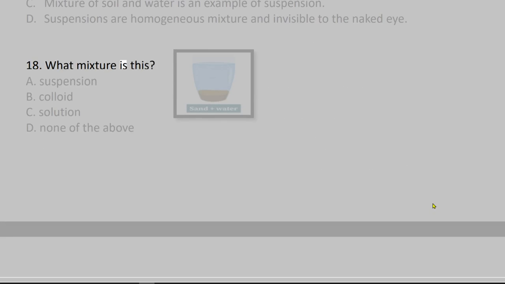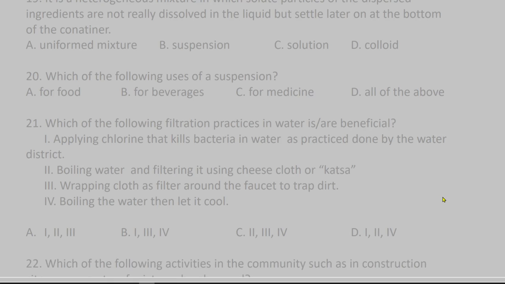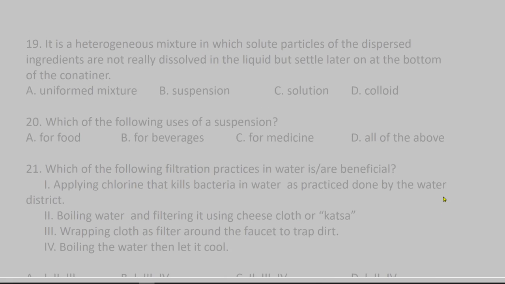18. What mixture is this? A. Suspension. B. Colloid. C. Solution. D. None of the above. 19. It is a heterogeneous mixture in which solute particles of the dispersed ingredients are not really dissolved in the liquid but settle later on at the bottom of the container. A. Uniform mixture. B. Suspension. C. Solution. D. Colloid. 20. Which of the following are uses of a suspension? A. For food. B. For beverages. C. For medicine. D. All of the above.